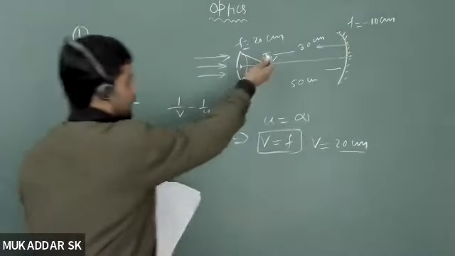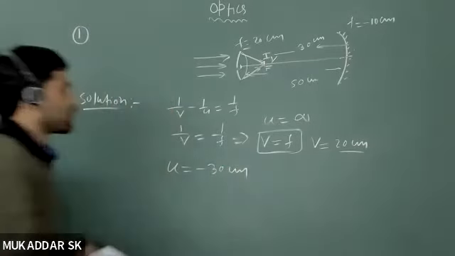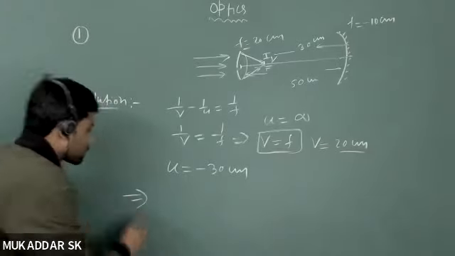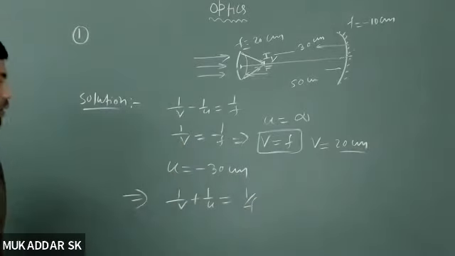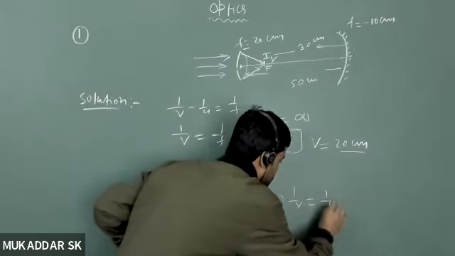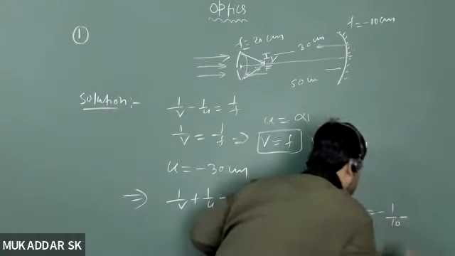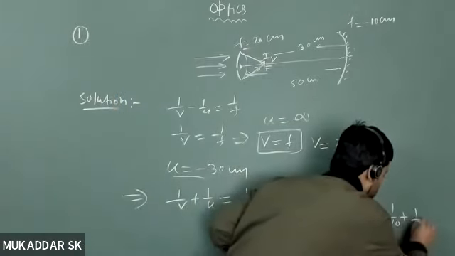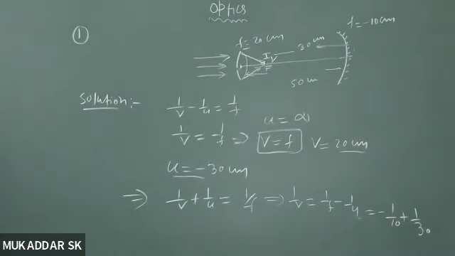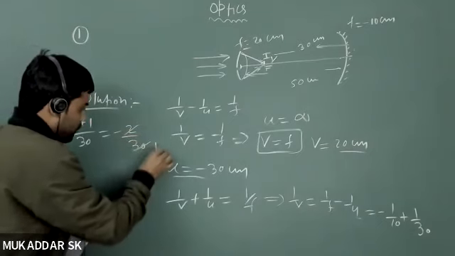Now this is the position of object, so I can write that u will be minus 30 centimeter. And now I'll use the mirror formula: 1 by v plus 1 by u equals 1 by f. So 1 by v equals 1 by f minus 1 by u. Since this mirror is concave, obviously the focal length will be negative. If I substitute, I'll get 1 by v equals minus 1 by 10 plus 1 by 30, which is minus 3 plus 1 by 30, so basically minus 2 by 30, so basically minus 1 by 15.